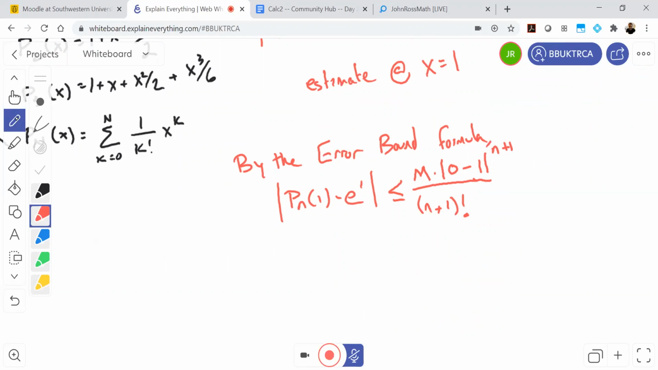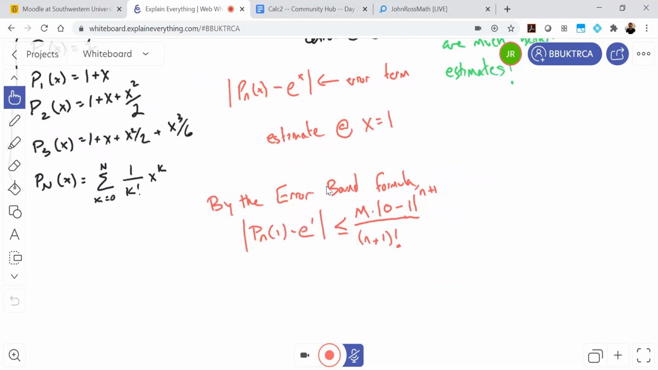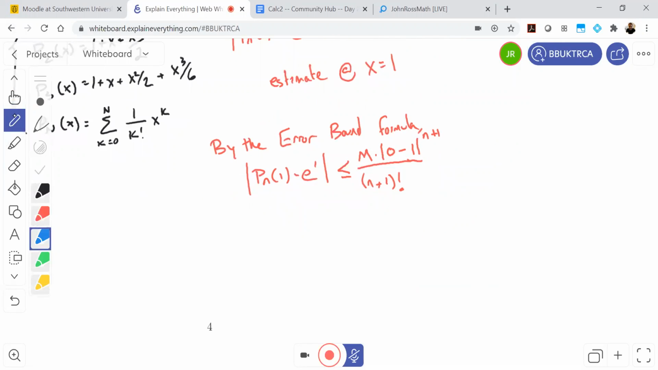So what is this m value? What is m? As a side adventure here, we have to understand what m can be. And we'll do that off here on the side in blue.